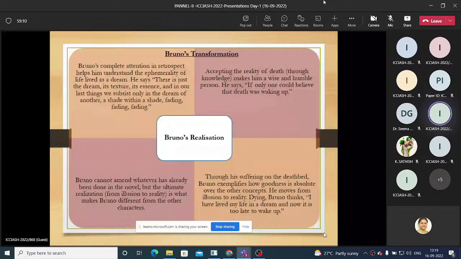Through his suffering on the deathbed, Bruno exemplifies how goodness is absolute over the other concepts. So that's the time when he starts behaving very well towards all the people he has done bad to. I'm sure you all understand that it cannot compensate, but whatever it is, he at least tries to understand that whatever he has done till now is a mistake. Dying, Bruno thinks, I have lived my life in a dream and now it is too late to wake up.